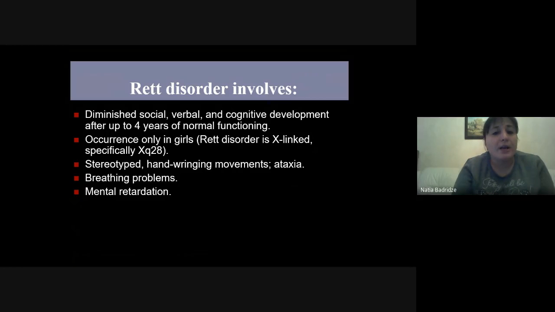So as I mentioned, Rett disorder occurs in girls, and Rett disorder is X chromosome linked, specifically the Xq28 region is impaired. Now, Rett disorder has stereotyped and hand wringing movements, ataxia. They might have breathing problems and mental retardation.